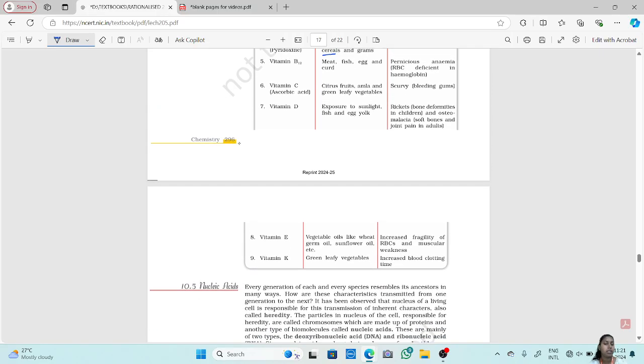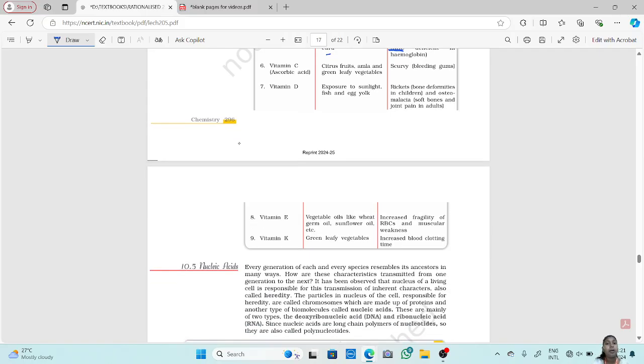Now next is vitamin B12. We can get B12 from meat, curd, egg, fish, all the fishy materials. Vitamin B12 deficiency causes pernicious anemia, which means RBCs deficient in hemoglobin. Pernicious anemia is caused because of vitamin B12, since vitamin B12 is involved in the production of RBCs in our body. So if there is a deficiency of vitamin B12, you get pernicious anemia.